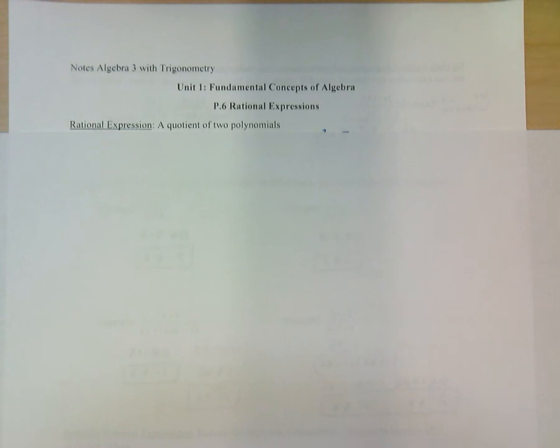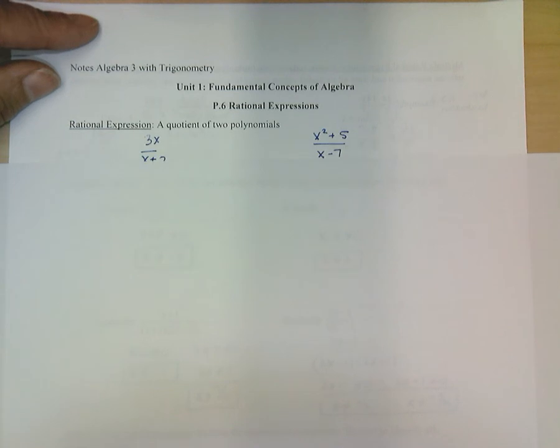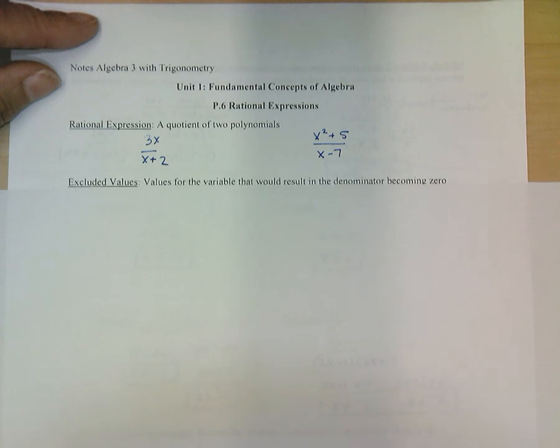First of all, a rational expression is just a quotient of two polynomials, so it's a fraction. So there's two examples there. 3x over x plus 2, and another example is x squared plus 5 in the numerator, x minus 7 in the denominator. That's all the rational expression is, a fraction.